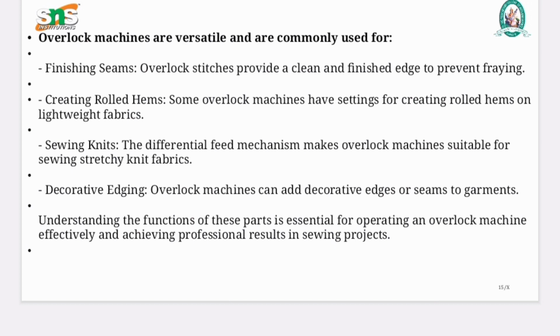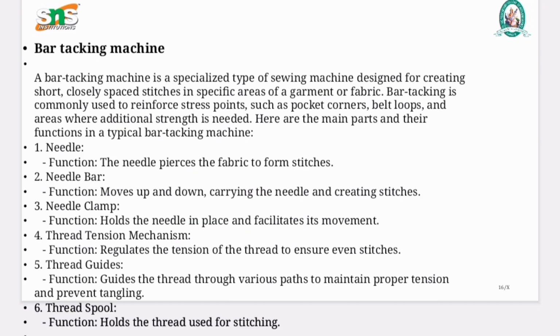Bar tacking machines. A bar tacking machine is a specialized type of sewing machine designed for creating short, closely spaced stitches in specific areas of a garment or fabric. Bar tacking is commonly used to reinforce stress points such as pocket corners, belt loops, and areas where additional strength is needed. The needle pierces the fabric to form stitches.